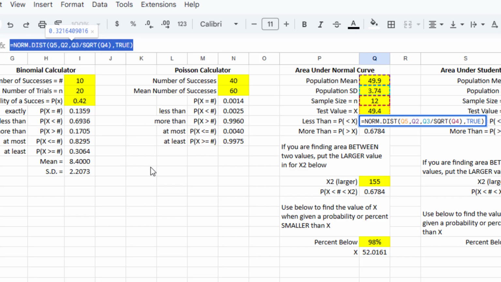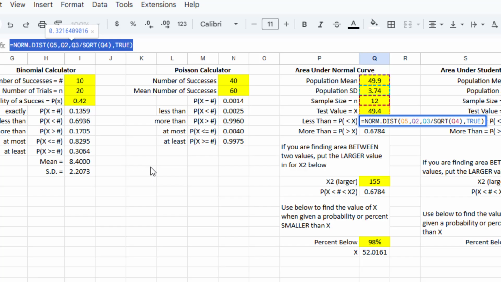So that's my Q2. Then the next thing it wants is the sample size. Now I've got my sample size set up as Q3 divided by the square root. Sorry, it's not sample size. It's your standard deviation. I'm sorry. And your standard deviation is always the population standard deviation, which in this case is Q3. But then we have to divide that by the square root of our sample size.